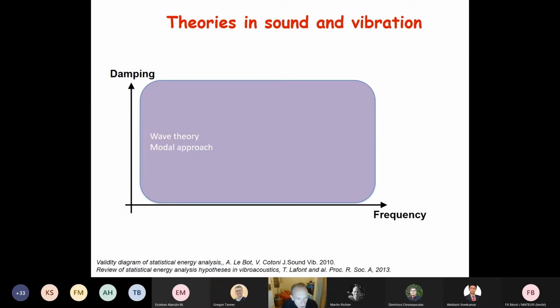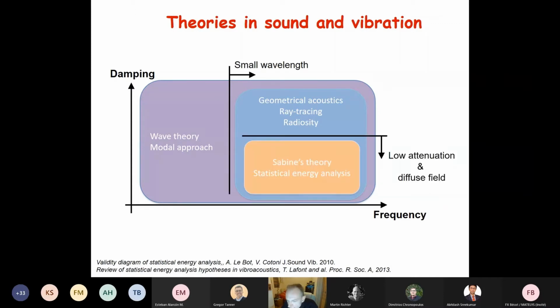So the wave approach applies in the entire plane. Now we have geometrical acoustics, which is limited to the right-hand side of the plane for any value of damping, and we will speak of ray tracing, radiosity. And then we have a subdomain, which is the domain of the statistical theories of acoustics, in which we can find Sabin's theory and statistical energy analysis. Why is it a subdomain? Just because for these statistical theories, we need the important assumption of diffuse field, the field for which the wave is entirely disorganized.